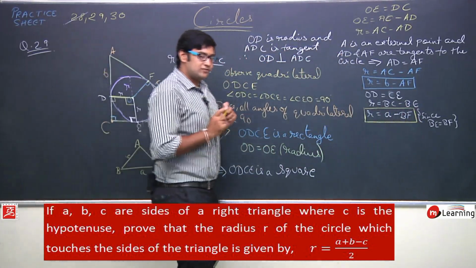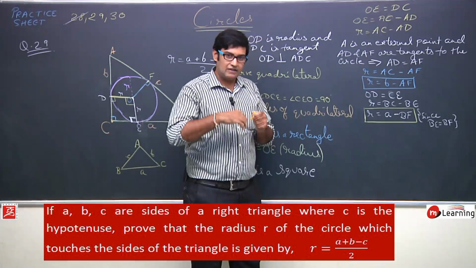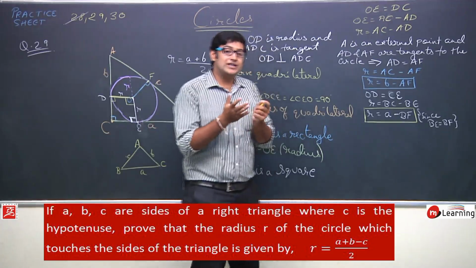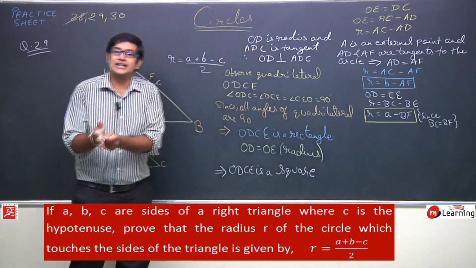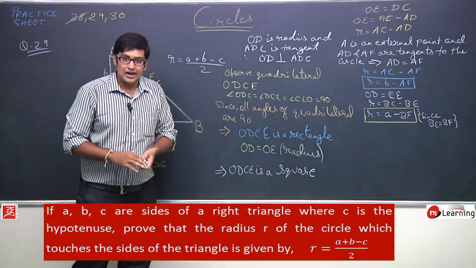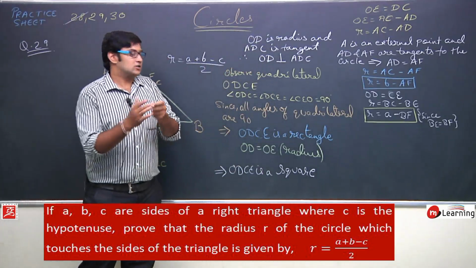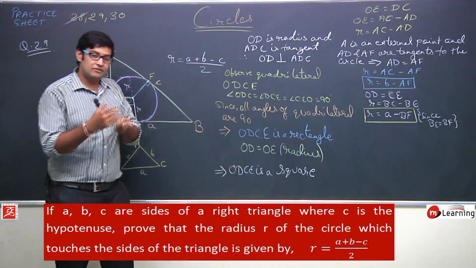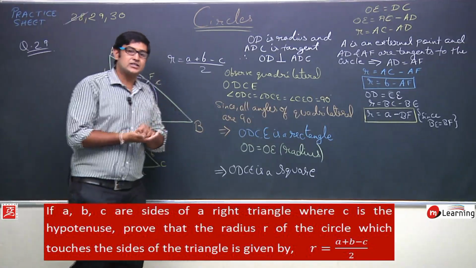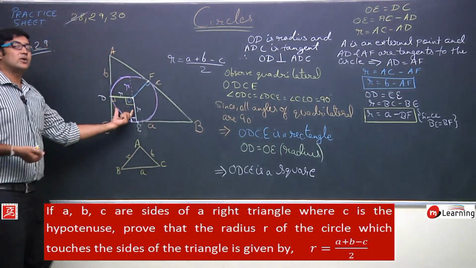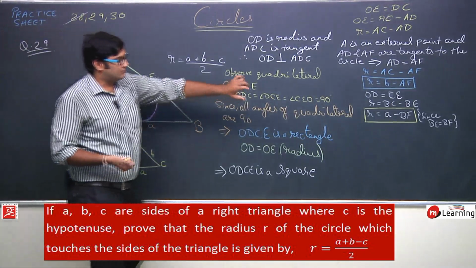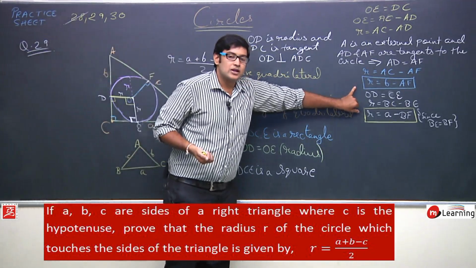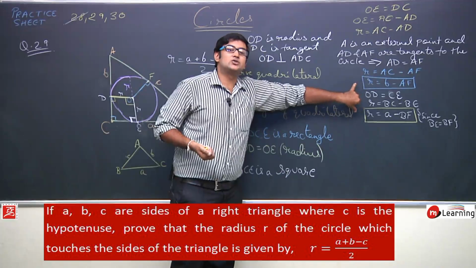Now what I have done is, I have tried to determine a relation between the radius and the sides of the triangle, and we have related the triangle and the radius using this particular square. From this square I have determined two relations. Now just add these two relations.